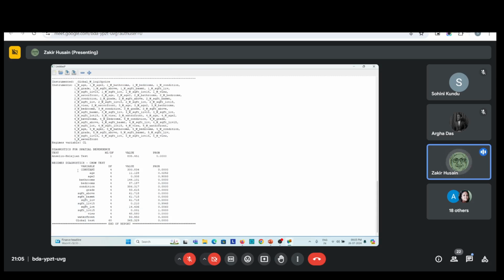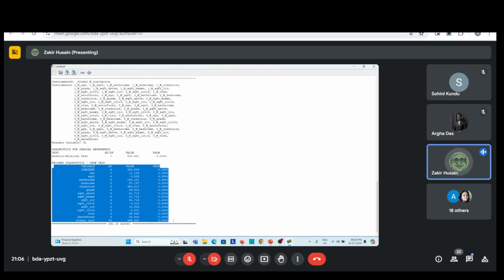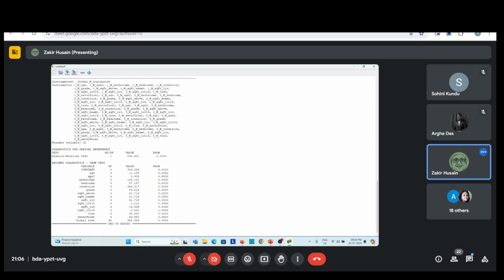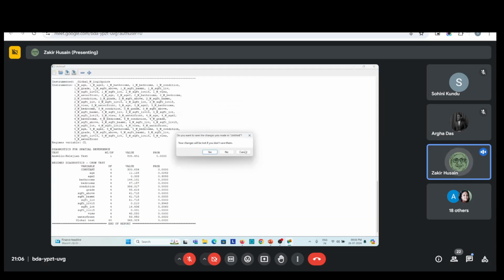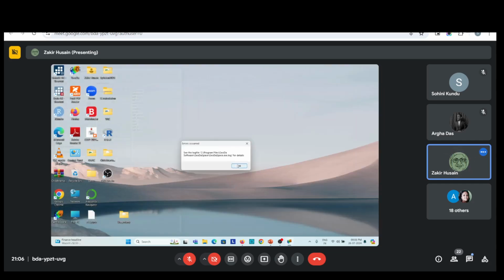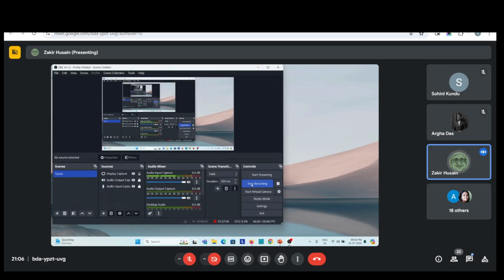And this is again the Chow test. So you can see that we don't have structural stability except for square feet, and these three models. Okay. So in this way, you can run the SARMA model also, and you can get the results.